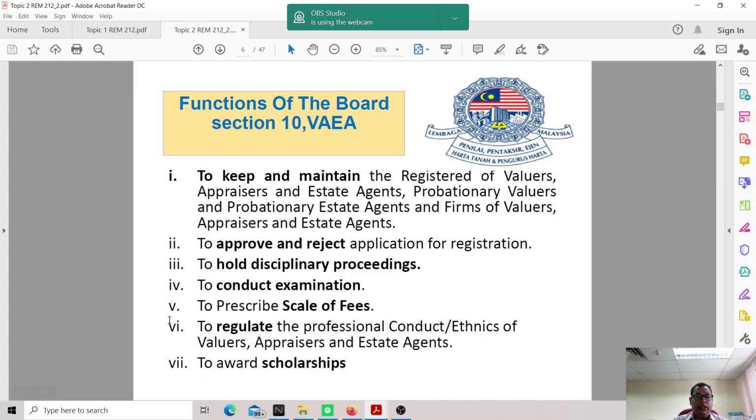And then of course, the last item, item number 7, is that the board can also award scholarships. It is an annual scholarship, whereby they look at the best students among the property management or estate management discipline, and then they can give a scholarship. So this is reserved for the very best of you. If you feel you are qualified, and you always maintain a 3.8, 3.9 pointer, then you can apply for this board of valuers scholarship.